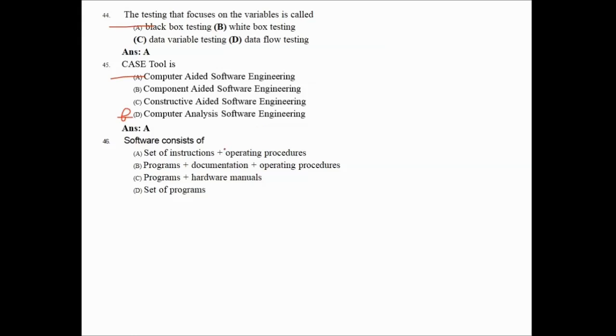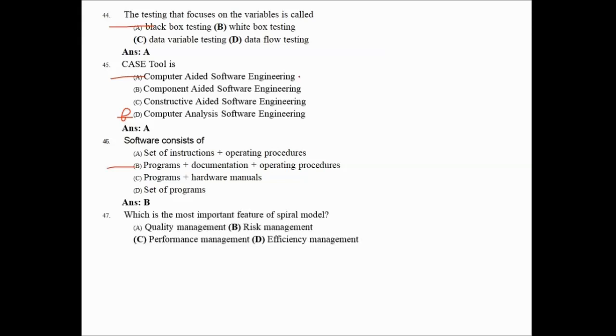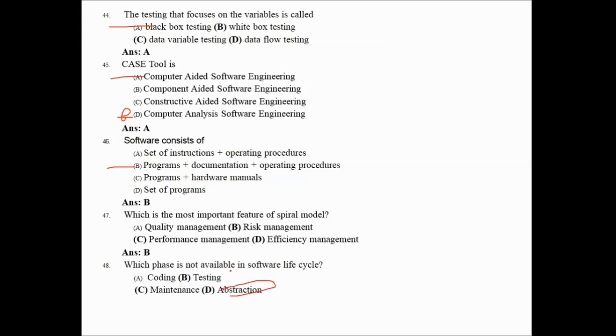And software consists of what? Because software does not mean only coding and all. It is a package. So it is a package of programs, documentation, and operating procedures. So which is the most important feature of the spiral model? This already we have seen. This is risk management. So the phase that is not available in the software life cycle is coding, testing, maintenance, abstraction. Have you heard about it? No, we have not heard it. Then the answer is abstraction.